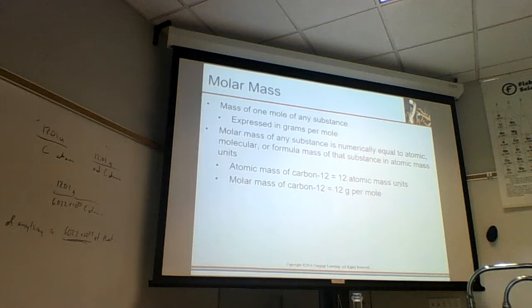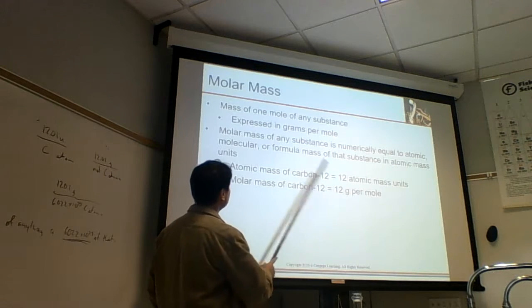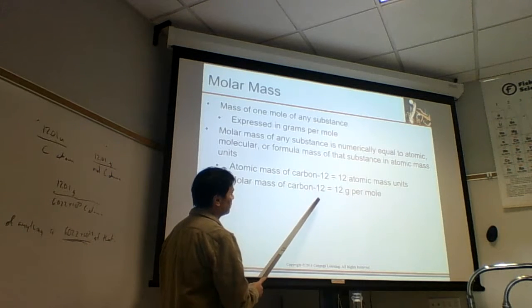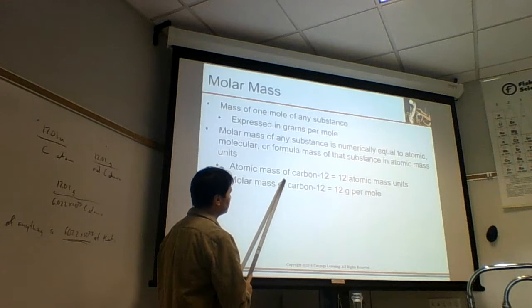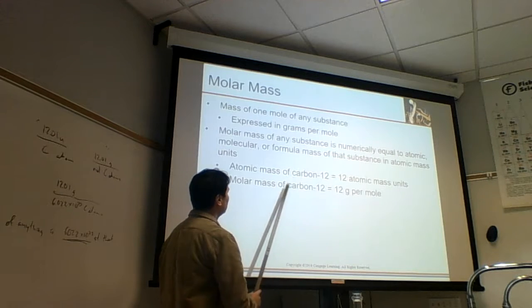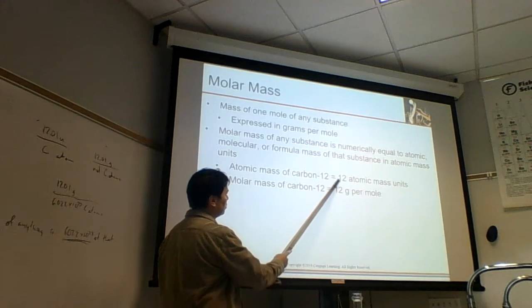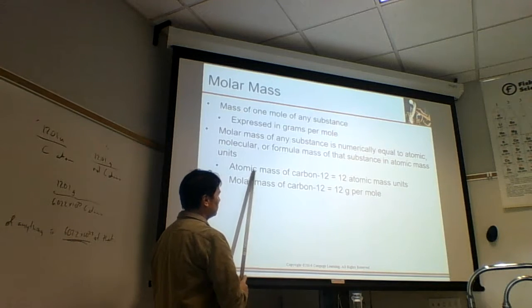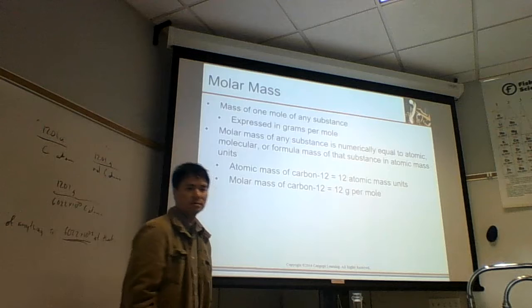The molar mass of any substance is numerically equal to the atomic or molecular formula mass of that substance in atomic mass units. This is why Avogadro's number was chosen, so that we can maintain this relationship. The relationship is the atomic mass of carbon-12 is 12 U. The molar mass of carbon-12 is 12 grams. And so a single unit is in U, a mole of those units will be in grams.